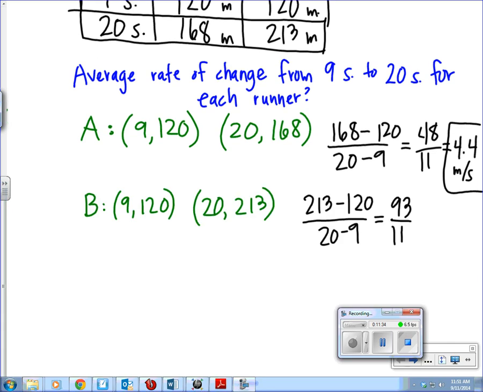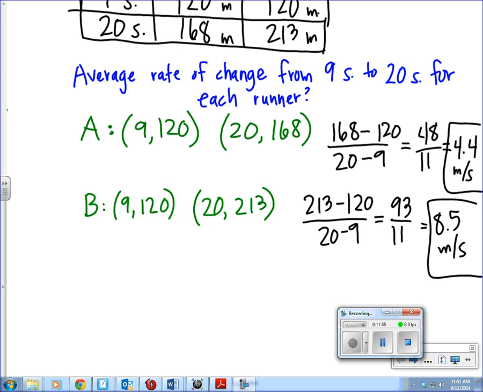Okay, raise your hand if you got 93 divided by 11, which is 8.45. So technically, if we're rounding to the tenths, it would be 8.5 meters per second. So that was the average rate of change for each runner from 9 to 20.